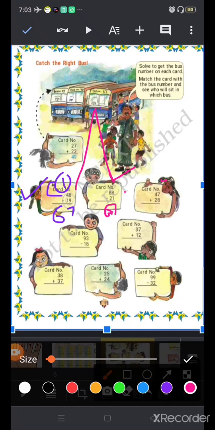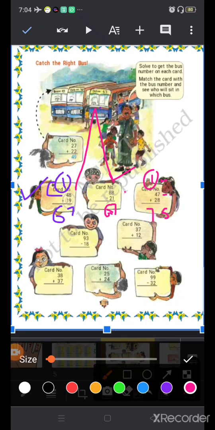So 7 plus 8 is equal to, after 8 we'll count how many more? 7 more. So start counting: 9, 10, 11, 12, 13, 14, 15. So 5 will write here and 1 will carry over. Okay, and 4 plus 1 is equal to 5 and 5 plus 2 is equal to 7, so 75.